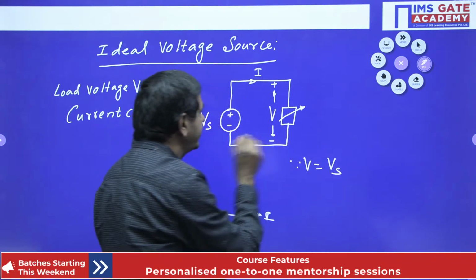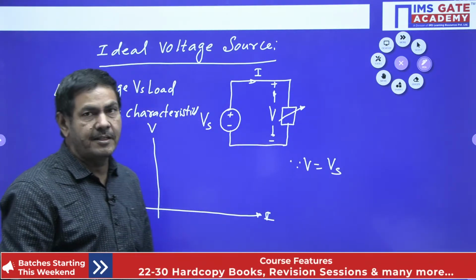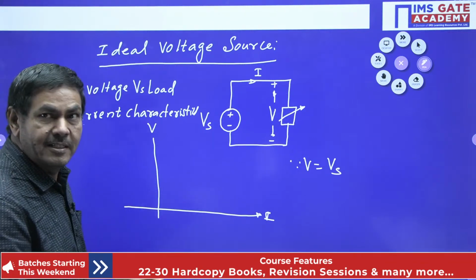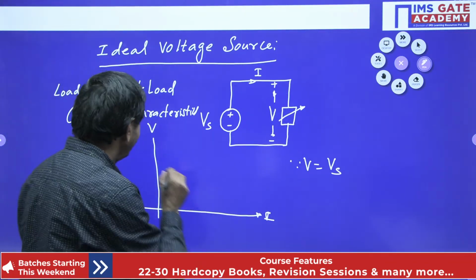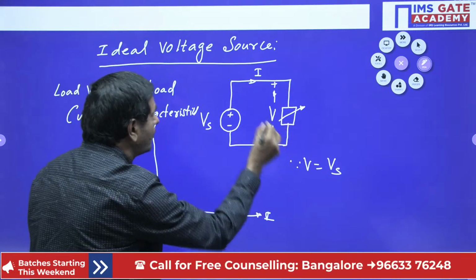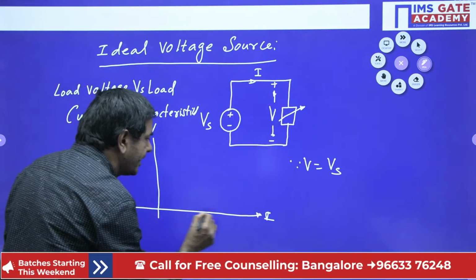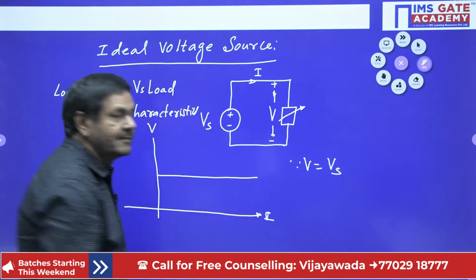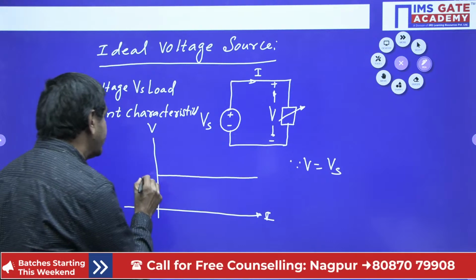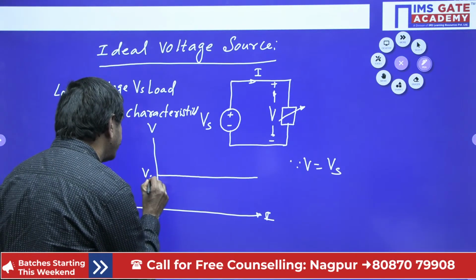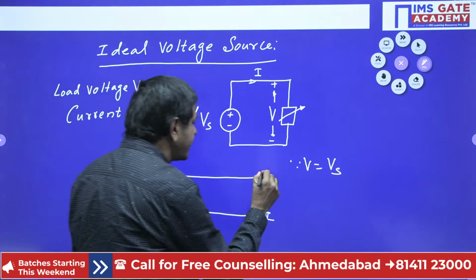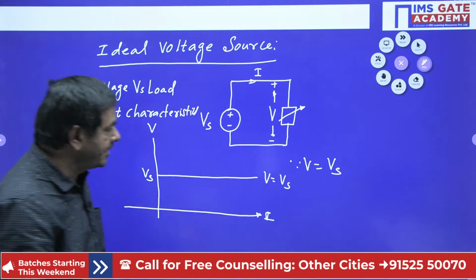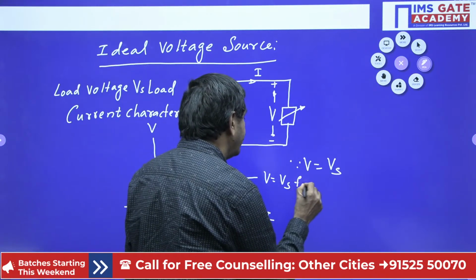Source voltage Vs and V are the same, even if you are changing the load. Yes, in this case, V equals Vs only. Whatever the current, even if you are increasing the current, voltage is going to remain constant. That will not be changed. That's why we can say this voltage is nothing but Vs. So we are saying V and Vs are the same, for the ideal case.